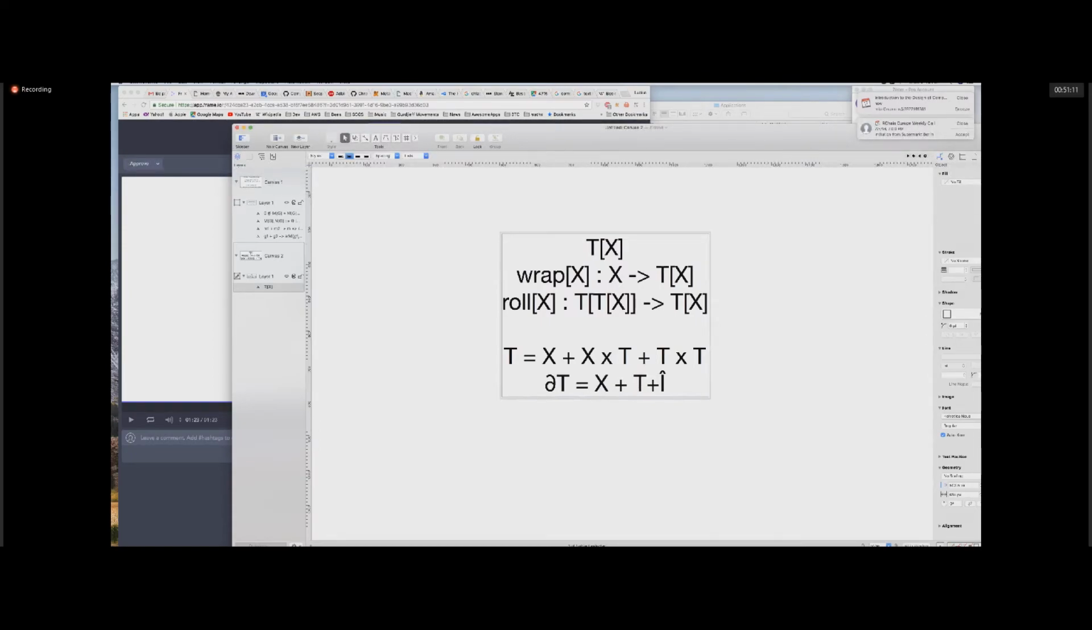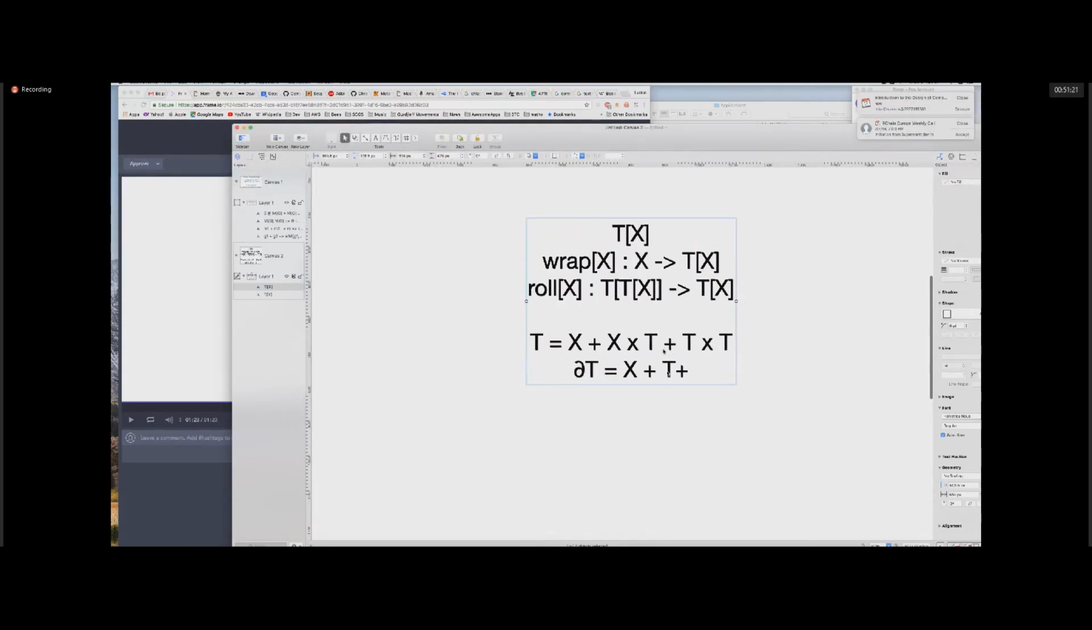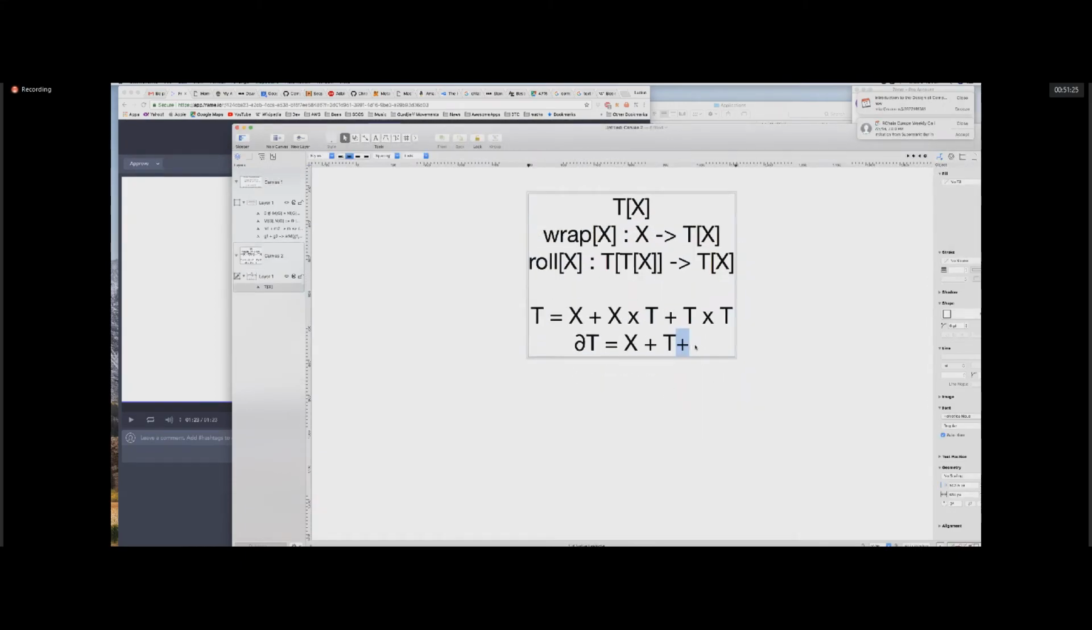There it is. Whoops, that's weird. Why is that happening? Oh, I see what happened. Sorry. We can defeat this. There. Derivative of T.